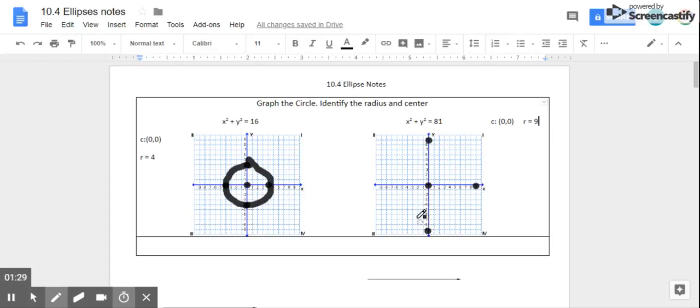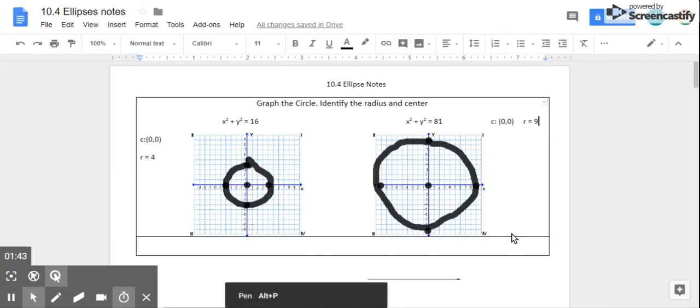So we're reviewing circles because we are talking about ellipses today, but if you can remember all the properties of a circle, then you by definition can do an ellipse. Okay, so that's ellipses. We're going to go ahead and scroll down now.